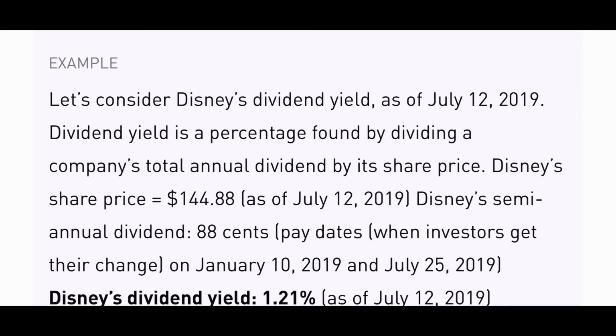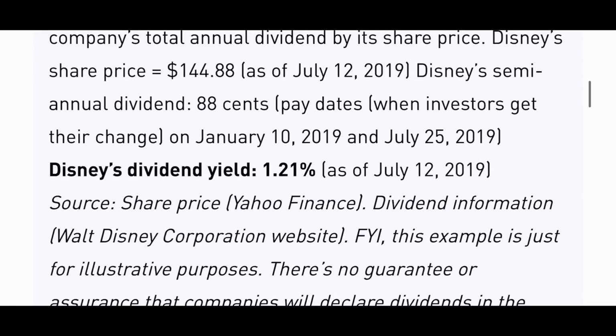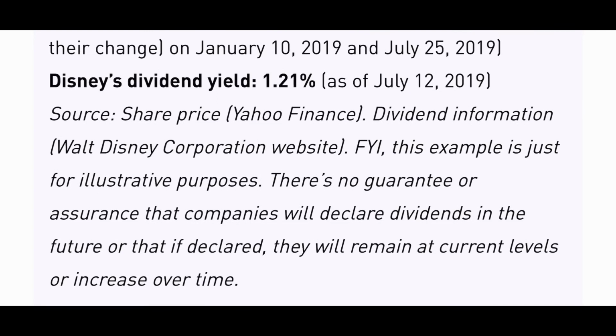Okay, for example, we're going to look at Disney's July 2019 dividend yield. Let's consider Disney's dividend yield as of July 12, 2019. Dividend yield is a percentage found by dividing a company's total annual dividend by its share price. Disney's share price at that time was $144.88. Disney's semi-annual dividend was 88 cents. Basically, the dividend pay date is when the investors get their money from the dividend. Disney's dividend yield was 1.21 as of July of last year.